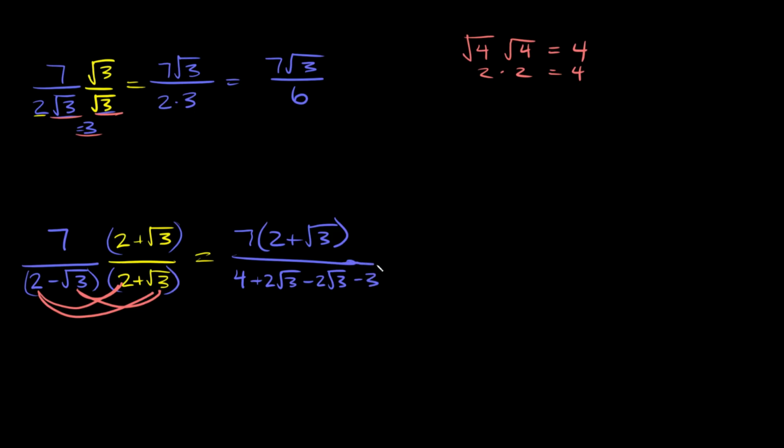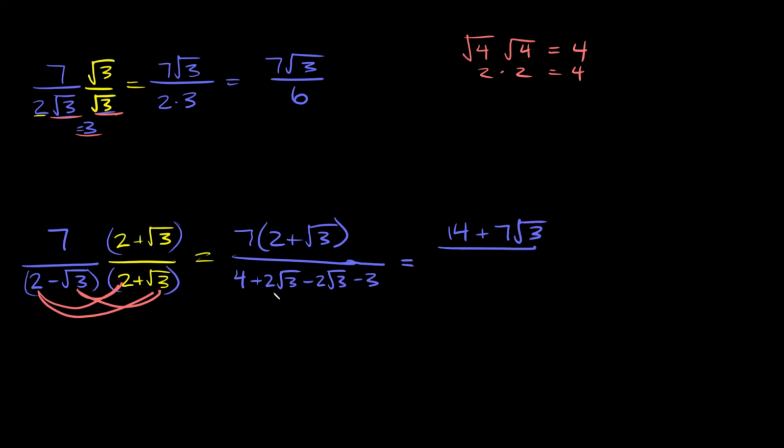Okay, so then we can keep simplifying this. So on top, we can distribute the 7 into the parentheses. So 7 times 2 is equal to 14. And then 7 times positive root 3 is equal to positive 7 root 3. And then that's over the bottom over here.